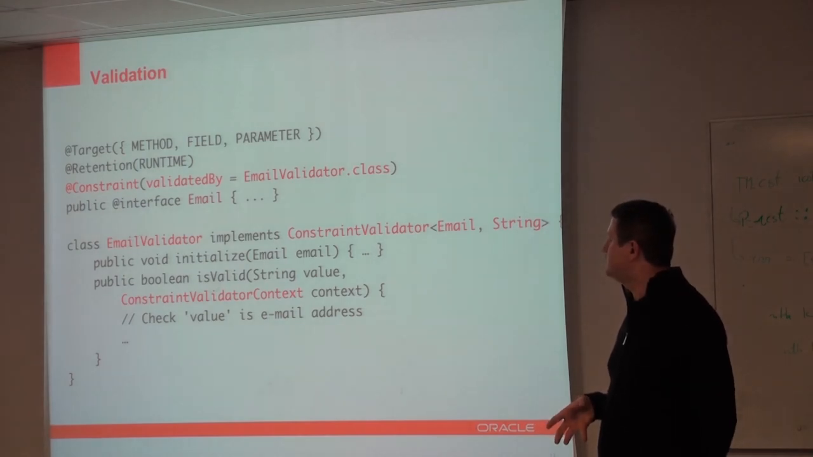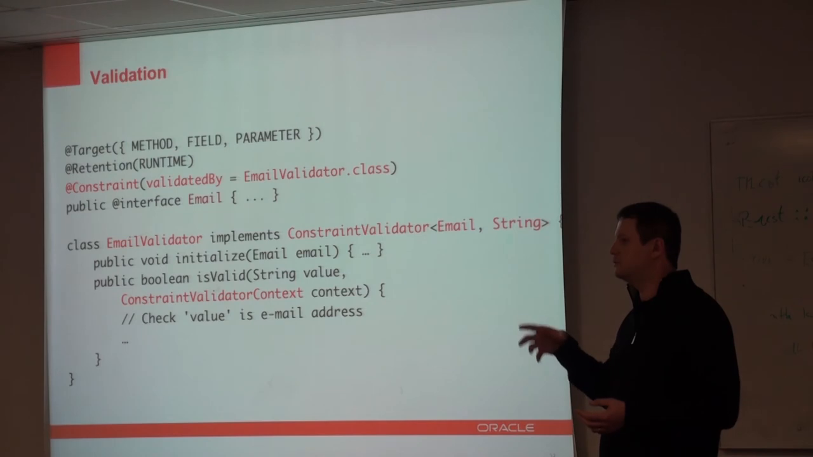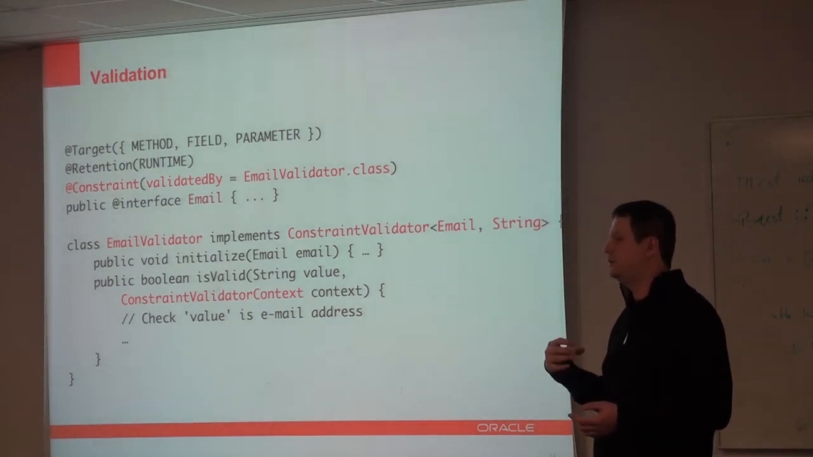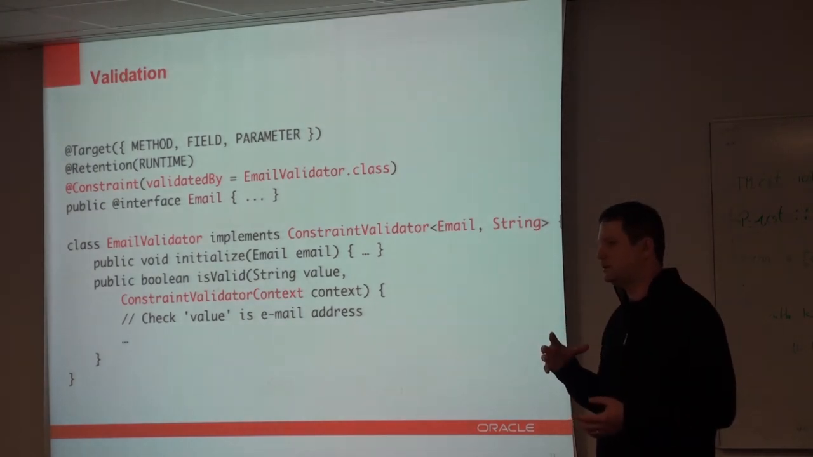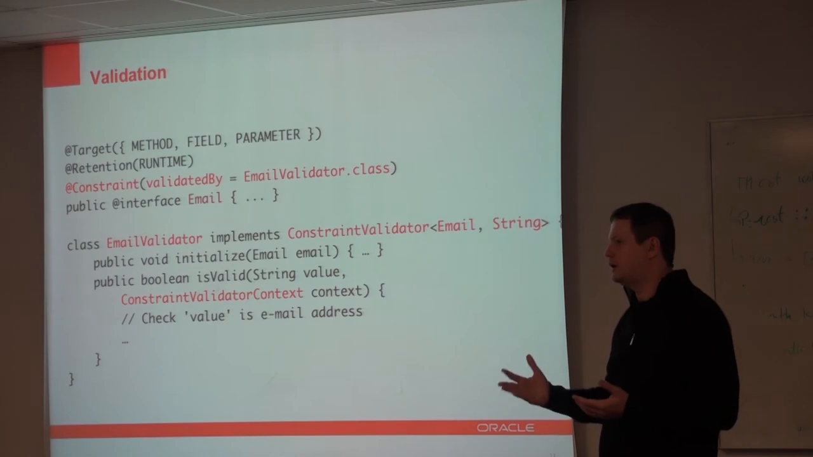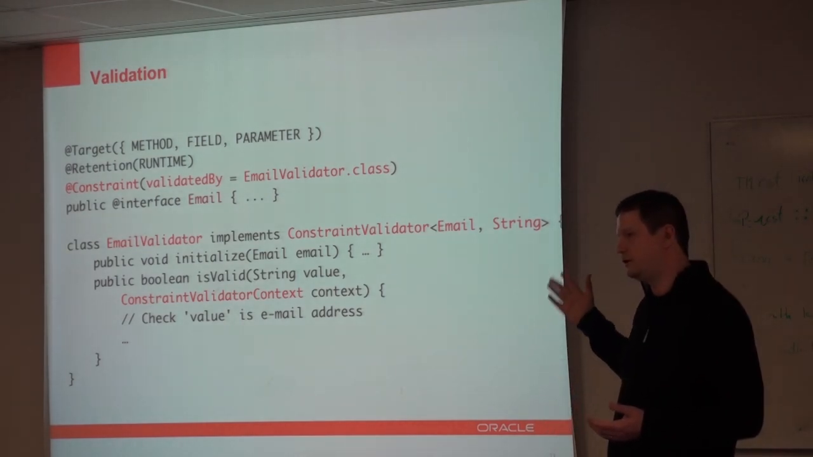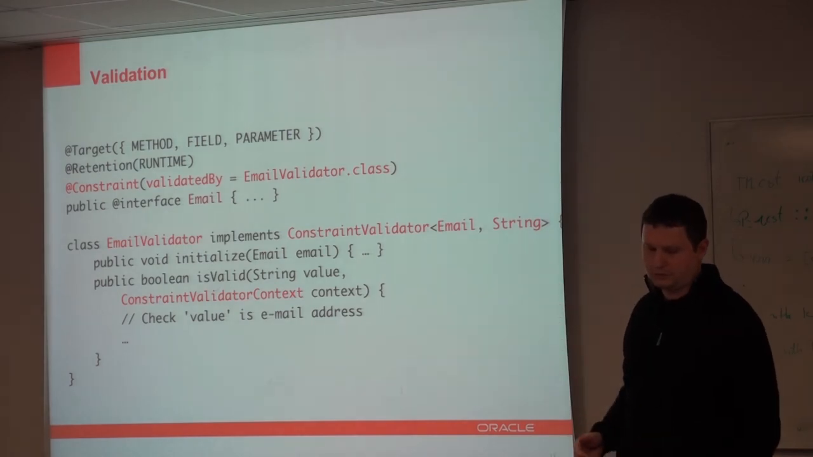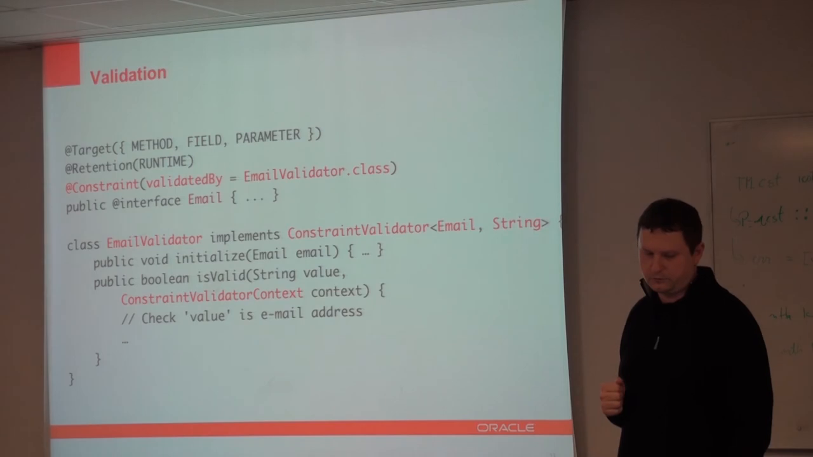This works the way that whenever the bean validation framework sees the email annotation on some field or method or getter method or bean, then when the right moment comes for the validation, it invokes this validator to validate the particular component or part of the data that was annotated.